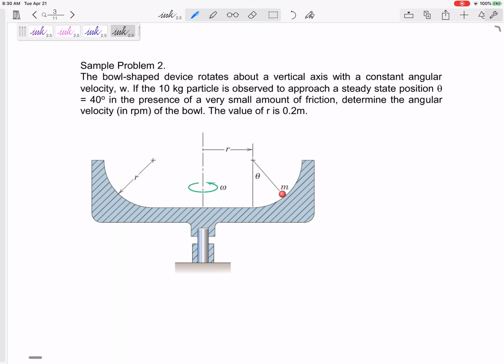Now, it might be an XY free body diagram, but it might be normal tangential. So this one, I think we can see it's going to be normal tangential. I see some sort of spinning rotation. All right, so this is a tricky one.